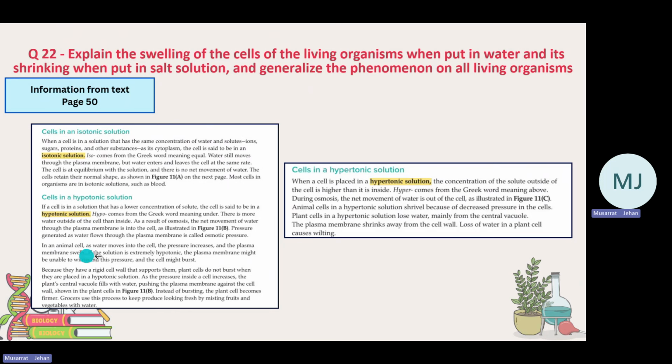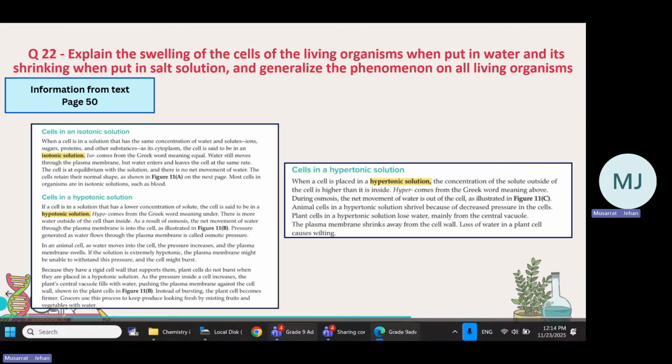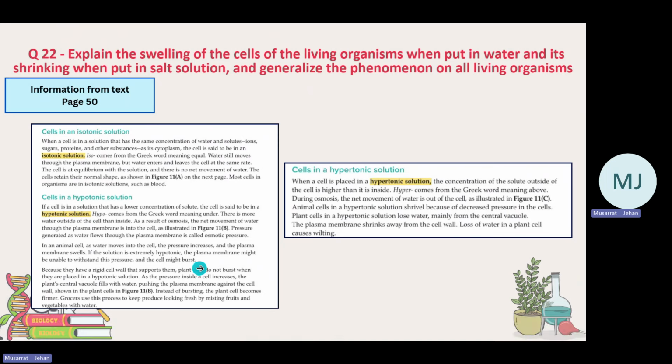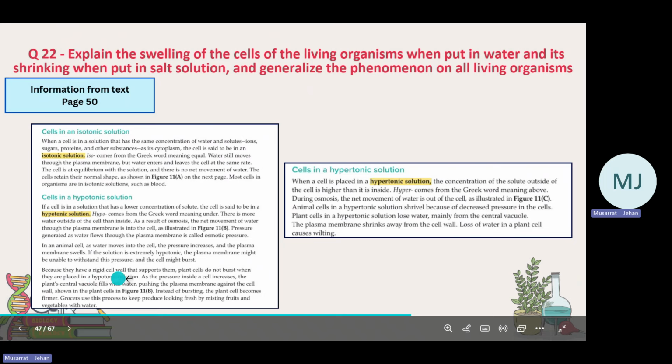In an animal cell, as water moves into the cell, the pressure increases and the plasma membrane swells. It will keep swelling. If the solution is extremely hypotonic, the plasma membrane might be unable to withstand it and the cell can burst. But in plant cells, what happens? Because they have a rigid cell wall, plant cells do not burst. Animal cells can burst, but not plant cells, when they are placed in a hypotonic solution.